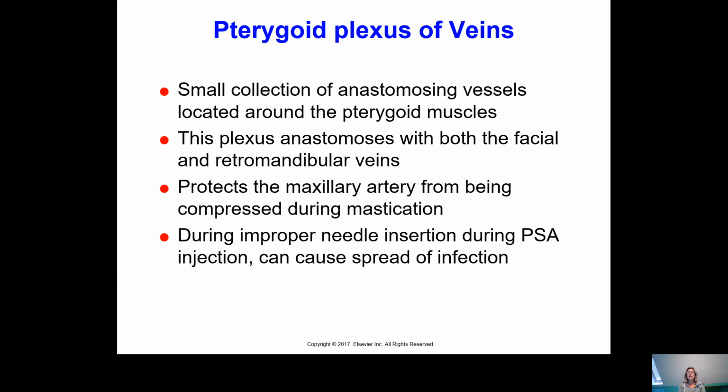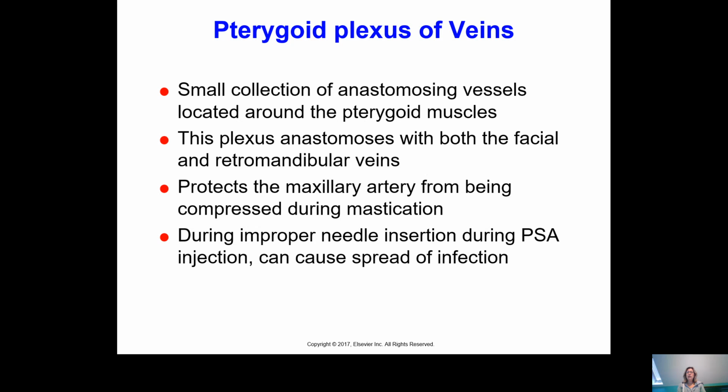The pterygoid plexus of veins is a small collection of vessels located around the pterygoid muscles. So you remember where the lateral and medial pterygoid muscles attach to the lateral and medial pterygoid plates. So this plexus anastomoses with both the facial and retromandibular veins. So in other words, they all come together. It protects the maxillary artery from being compressed during mastication. So when those muscles are moving to chew, it protects the maxillary artery from being compressed in that chewing action.